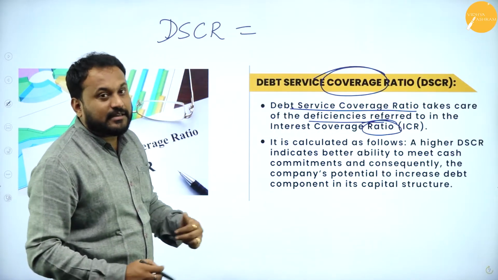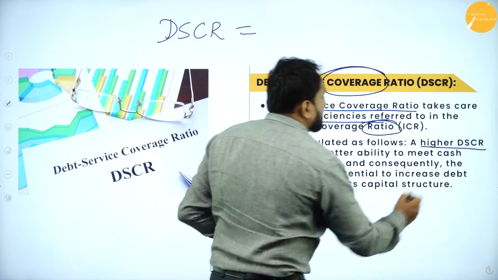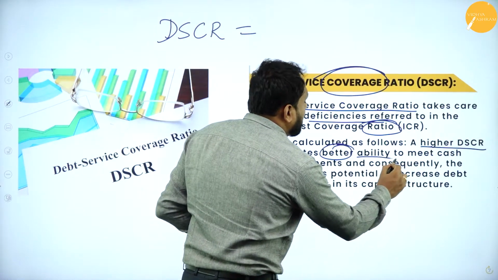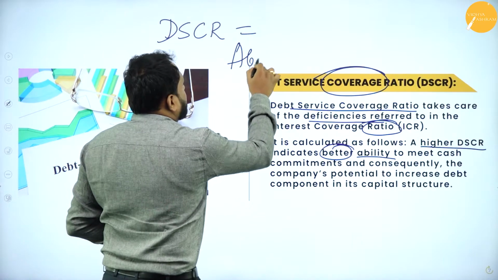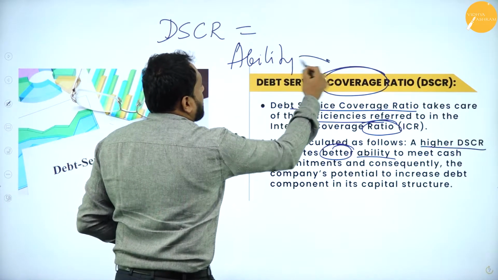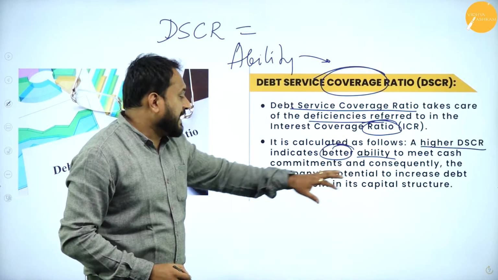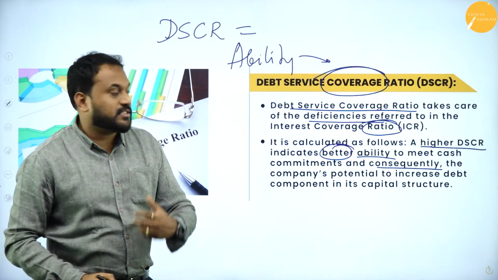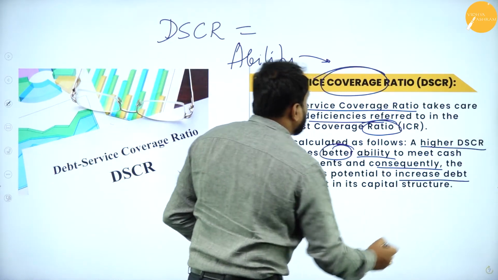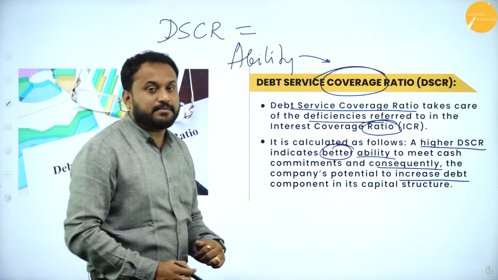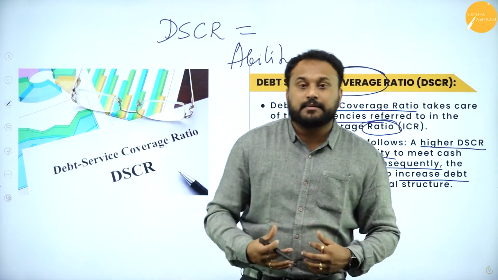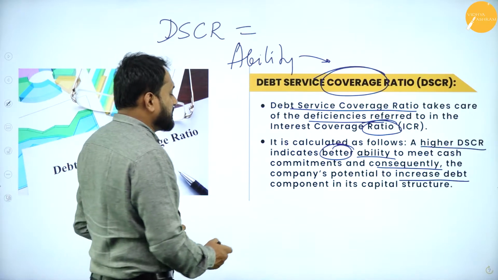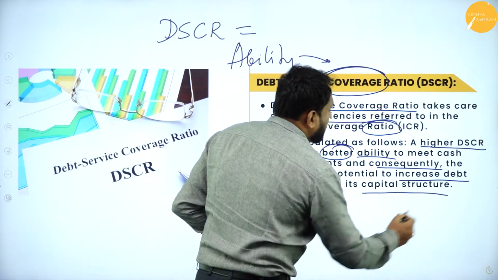Here it is calculated by kind of a thing, that is higher DSCR. The more you have DSCR, that means what? It indicates better ability. So what exactly is it? It's all about the ability, coverage, right? To meet cash commitment and consequently the company's potential to increase debt. See, when I have 10 lakh rupees I have taken from somebody and I have the money to repay them, what will I do? I can actually opt for more loan. That is what it is, right? Increase that component in its capital structure.